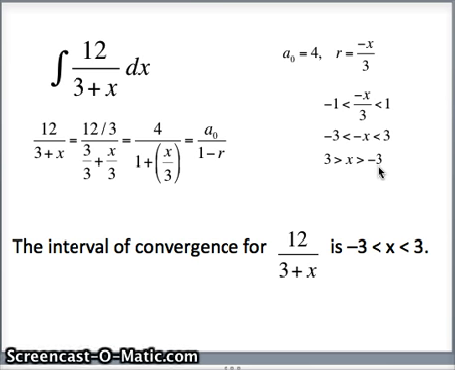No need to check the endpoints because all we used here was the geometric series test. In a geometric series, if the common ratio equals 1, the series will diverge.